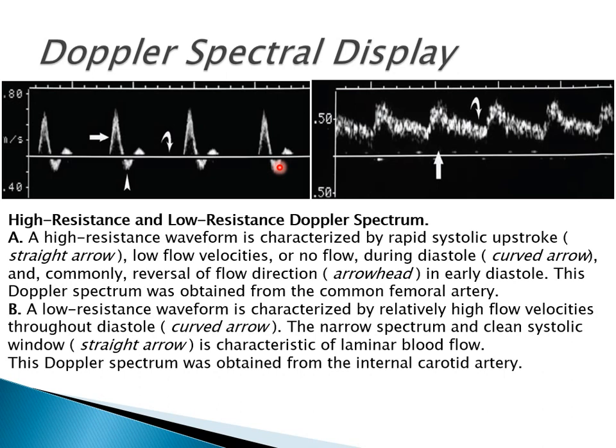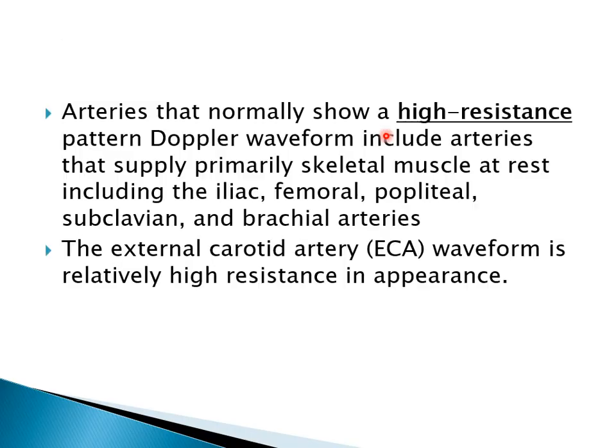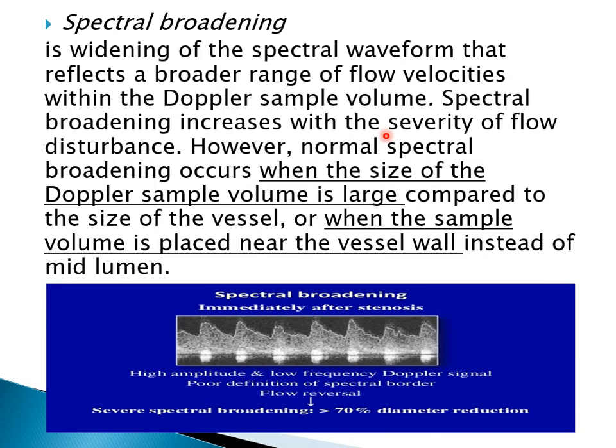See, it should be clear like this, because you have all the blood flowing with the same velocity at the center of the laminar flow, at the center of the artery. When you have a lot of velocities due to turbulence, you'll have broadening, filling of the window. When you have spectral broadening, it's a sign of abnormal flow, disturbed flow.